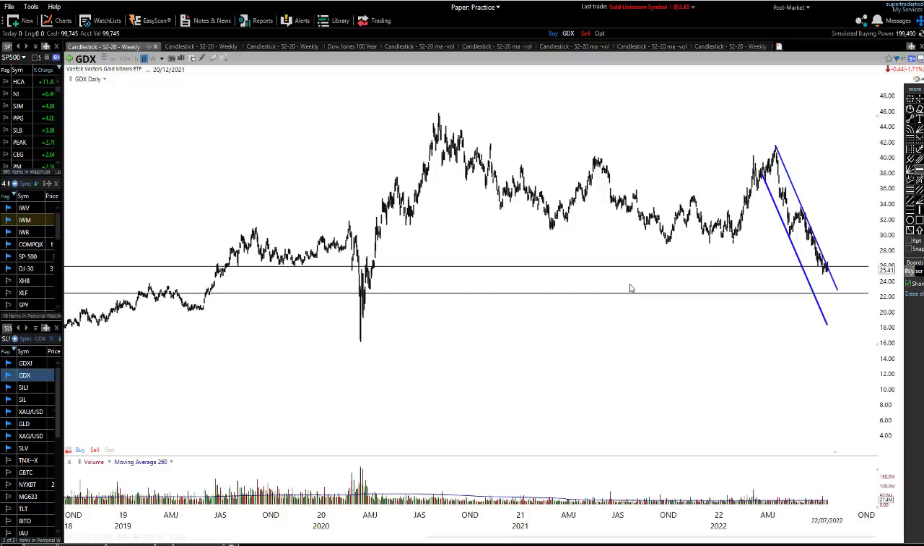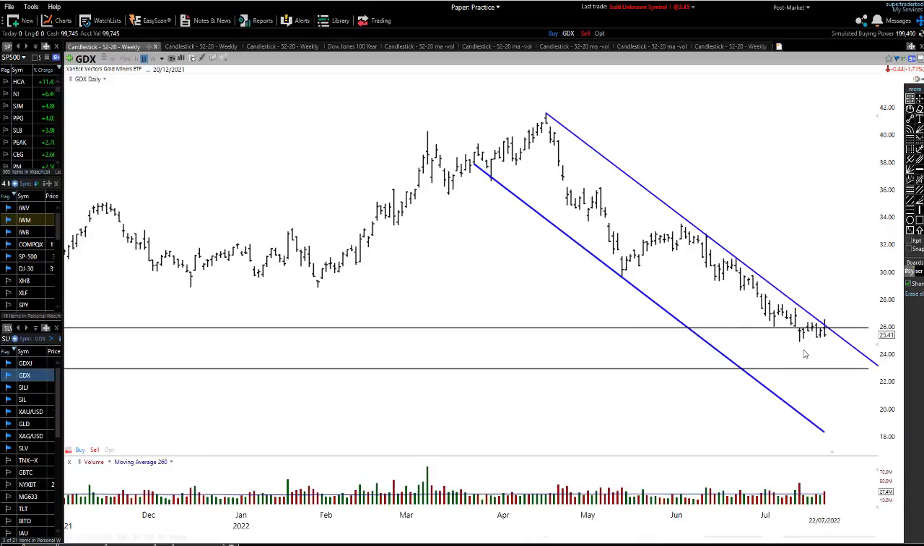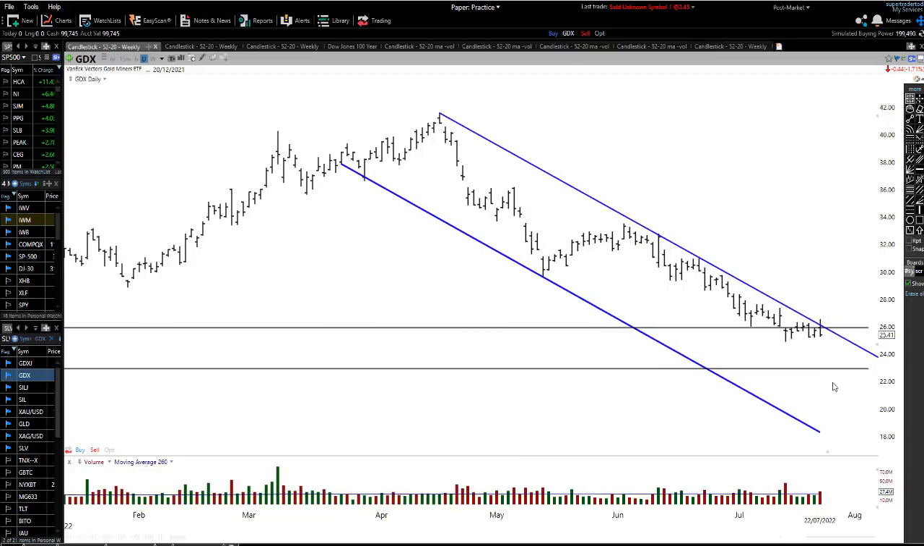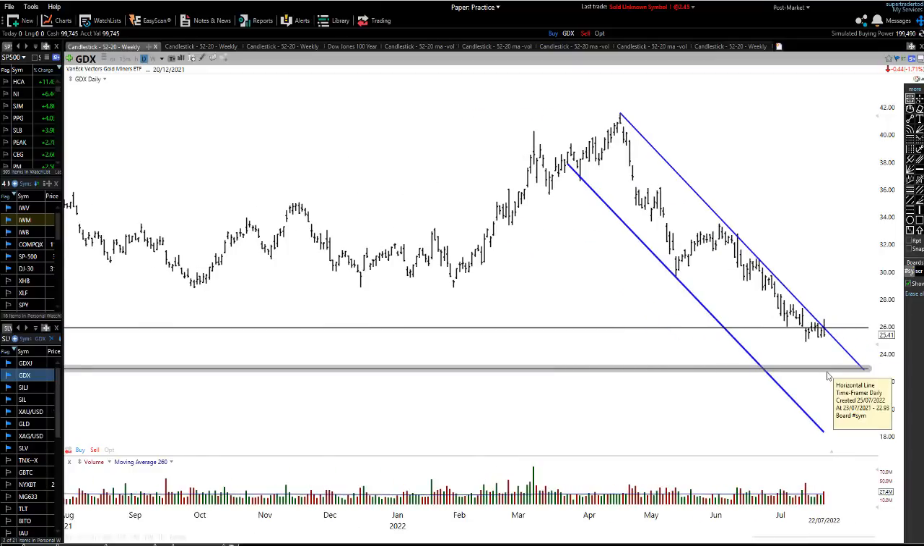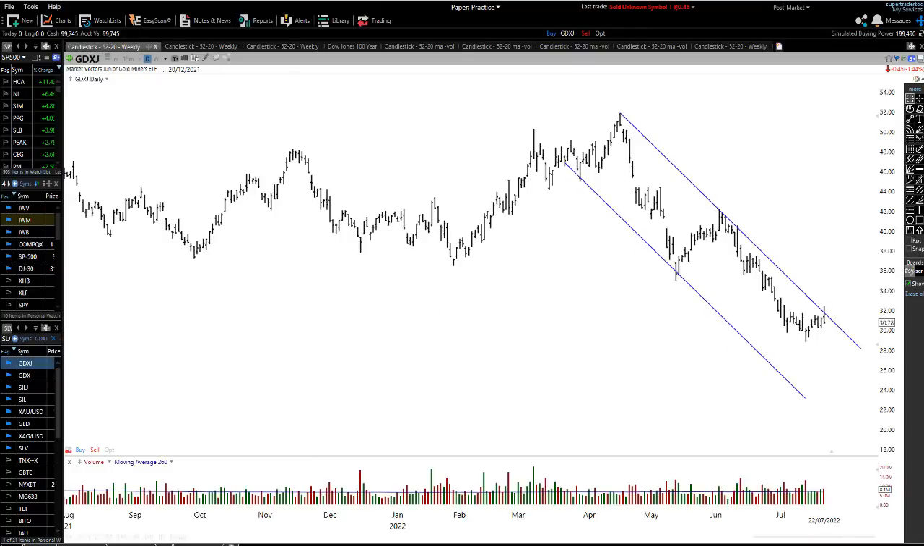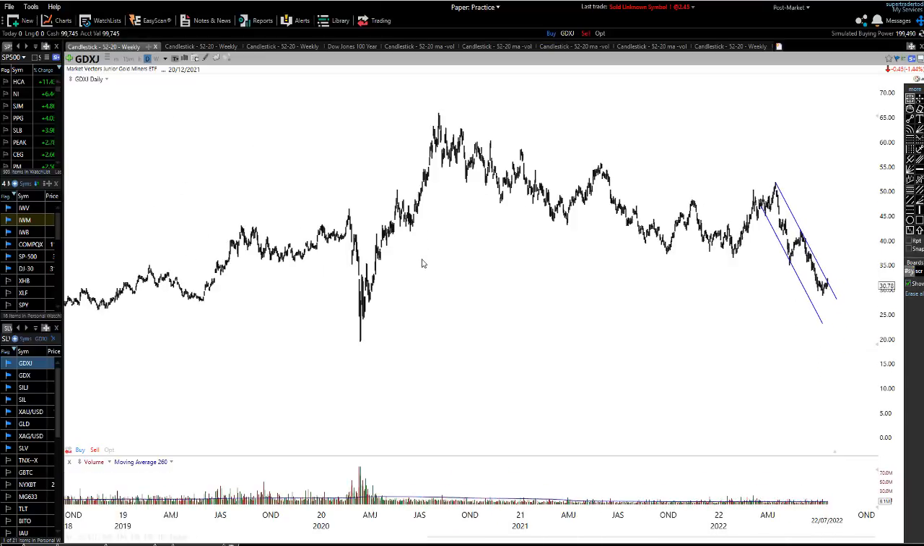And the next level is possibly down through that level there. So if we don't start to break back up and create a bit of a pullback out of this, then we can see possibly the GDX heading back down towards that $24 level through there. If we're looking at the GDXJ, this is one of my favies. I like this for a longer term opportunity, or the gold mining sector anyway.